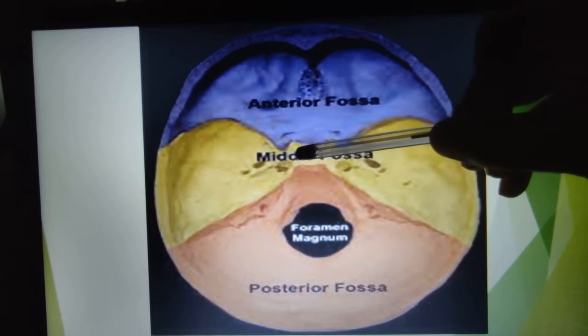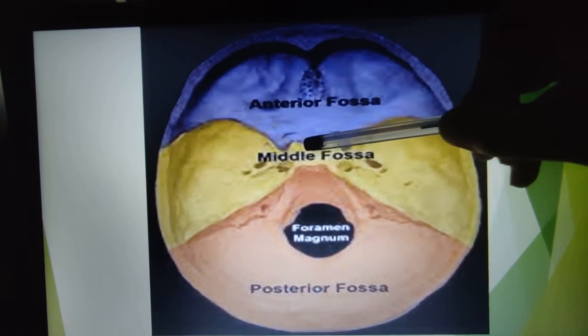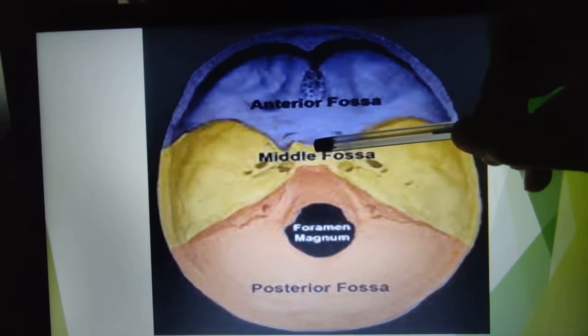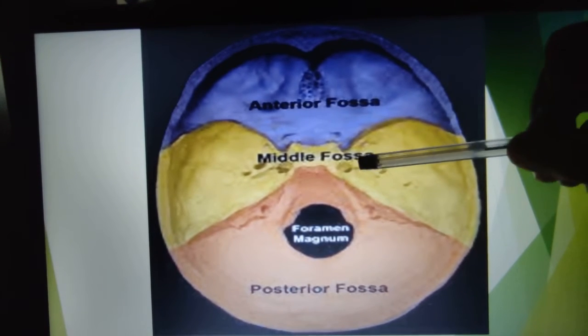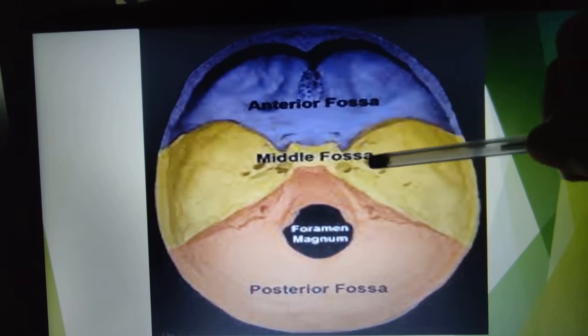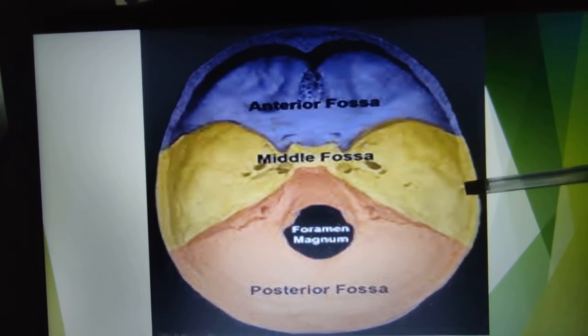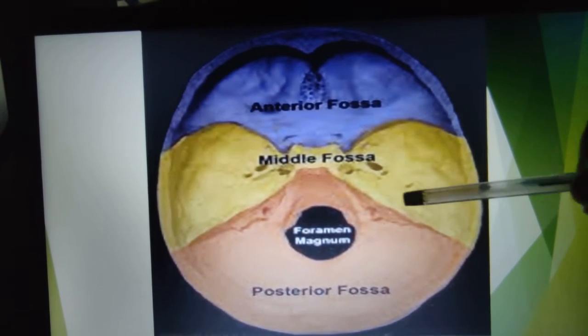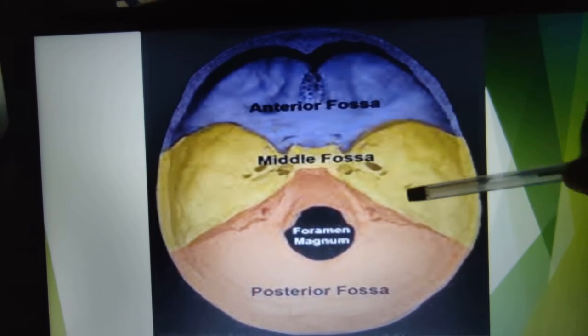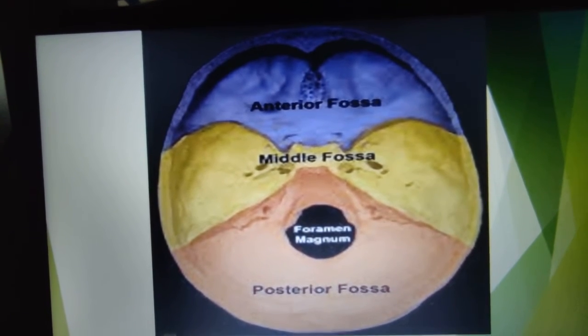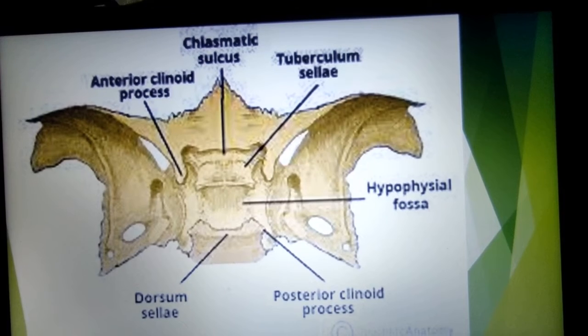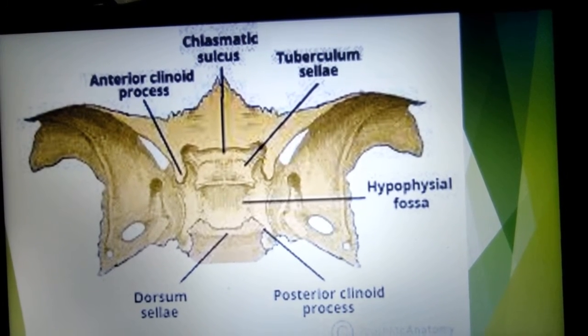While coming to the floor, the central portion is formed by the body of the sphenoid. And we know that on each side, the lateral portion is formed by the greater wing of the sphenoid, squamous part of the temporal bone and anterior surface of the petrous part of the temporal bone. Let us see the features and attachments of the middle cranial fossa.